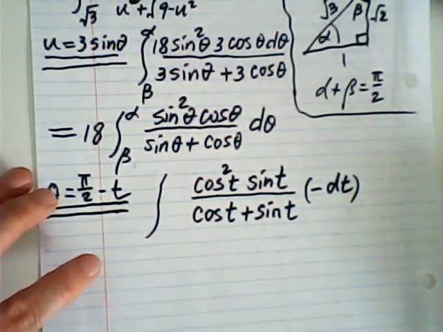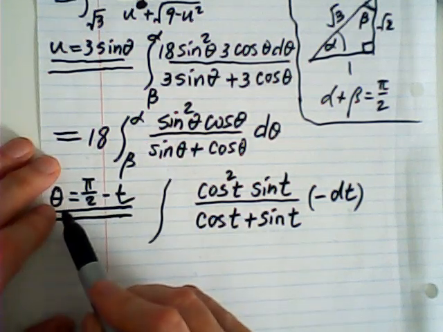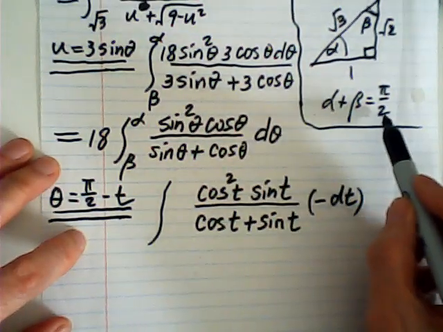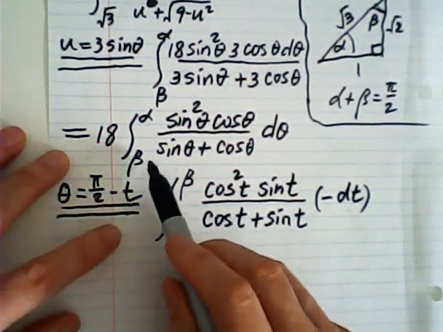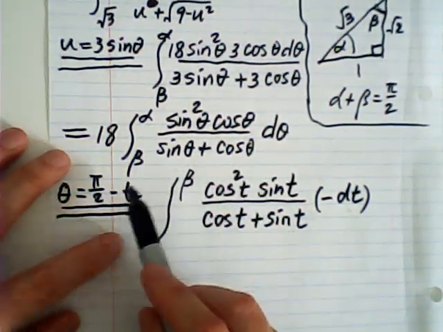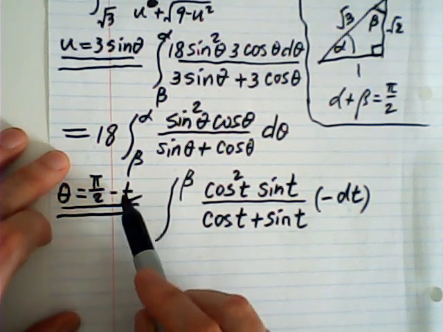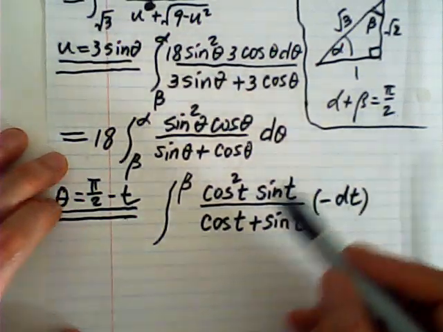All right? Now, when theta is alpha, t will be half pi minus alpha. Half pi minus alpha is beta. So this becomes beta. Same thing, when theta is equal to beta, t will be half pi minus beta. Half pi minus beta is alpha.